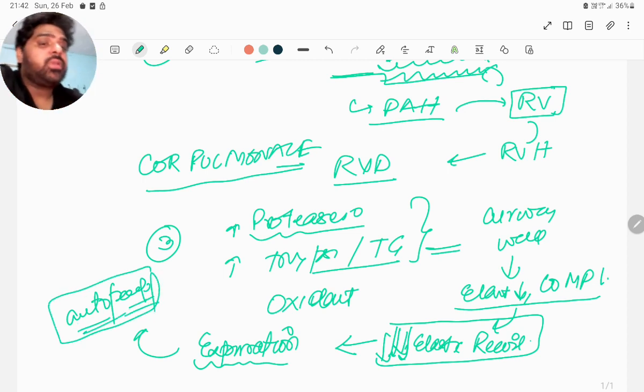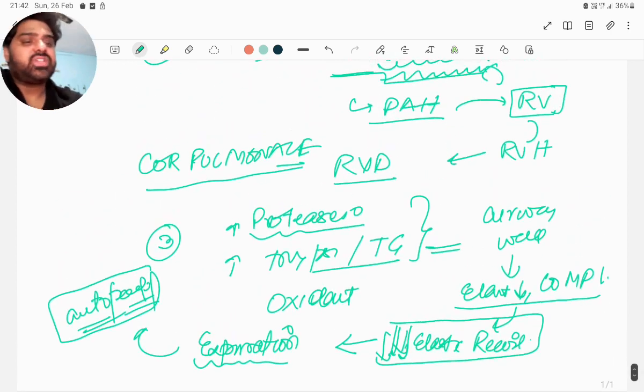And also, because the patient is not able to expire completely, with each respiration, volumes like residual volume and total lung capacity go on increasing, causing hyperinflation of the lungs. And this is the cause that on the chest x-ray we see hyperinflated lungs, and this is the cause we see barrel-shaped chest. Now we'll discuss what is barrel-shaped chest.